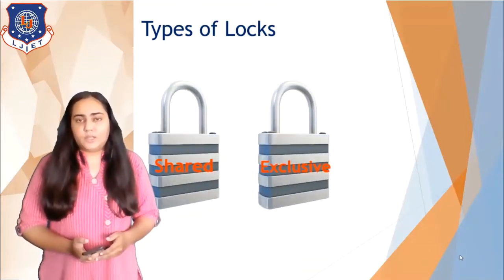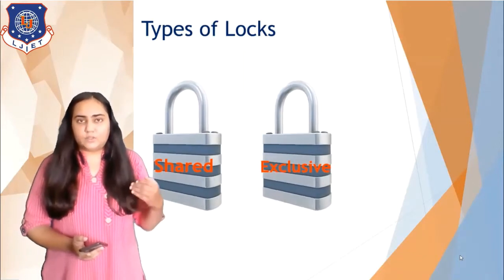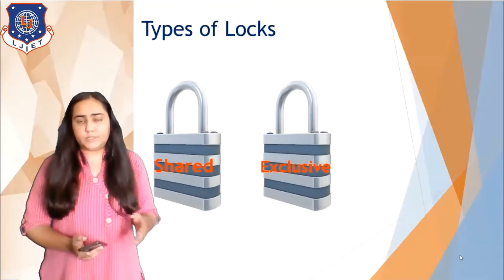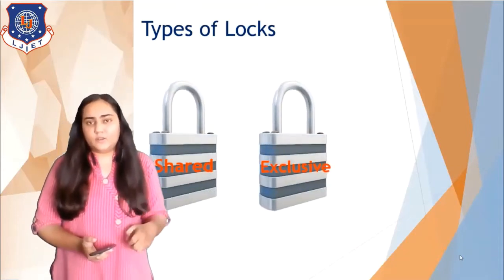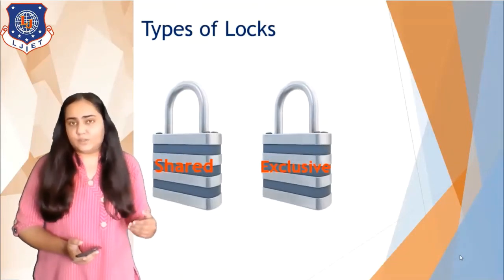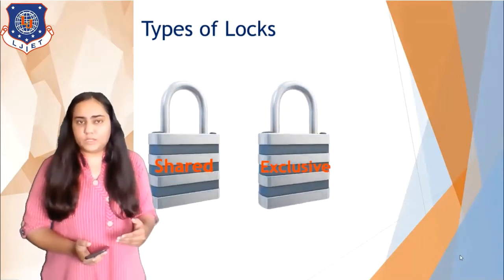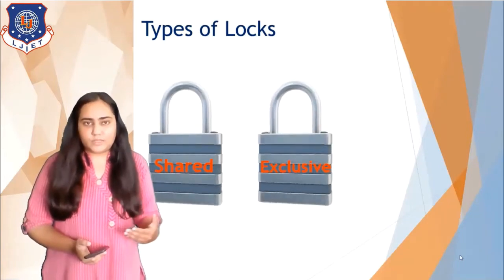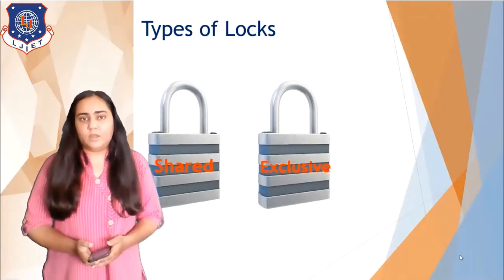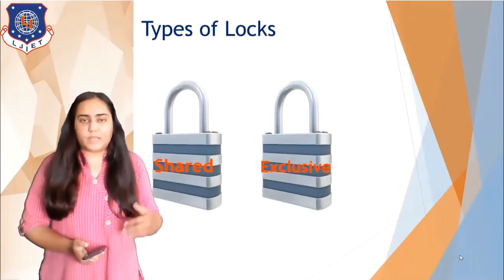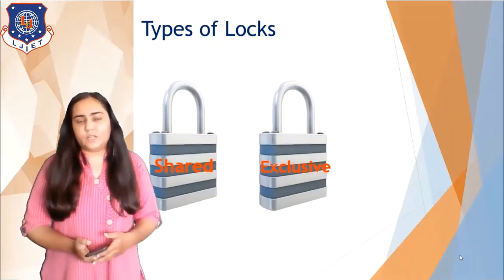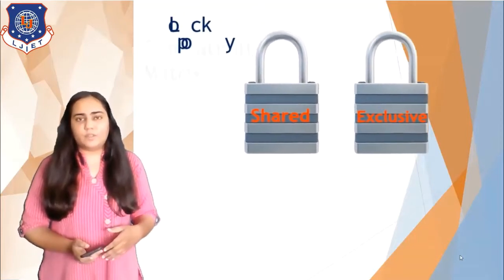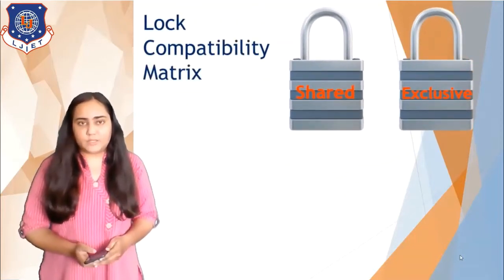An exclusive lock is a lock that allows the transaction to read as well as write a data item. And so an exclusive lock is a lock that is exclusive to one transaction. So if one transaction holds an exclusive lock on a data item, then another transaction cannot at the same time hold an exclusive lock. And also if there's an exclusive lock, you cannot have a shared lock with it. And we're going to see that now with something called a lock compatibility matrix.